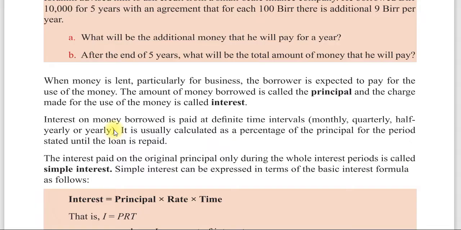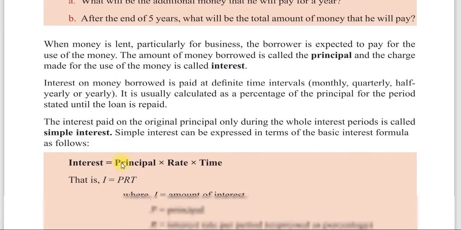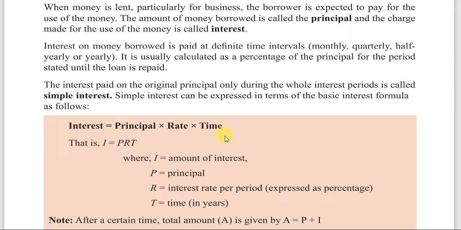It's usually calculated as a percentage of the principal for the period stated until the loan is repaid. The interest paid on the original principal only during the whole interest period is called the simple interest. Simple interest can be expressed in terms of a basic interest formula as follows. That is interest which is equal to principal times rate times time.